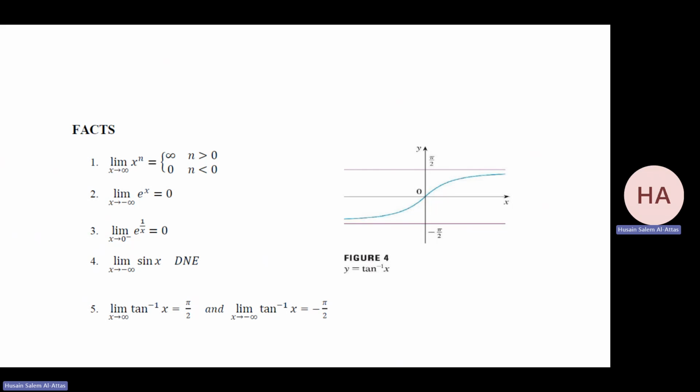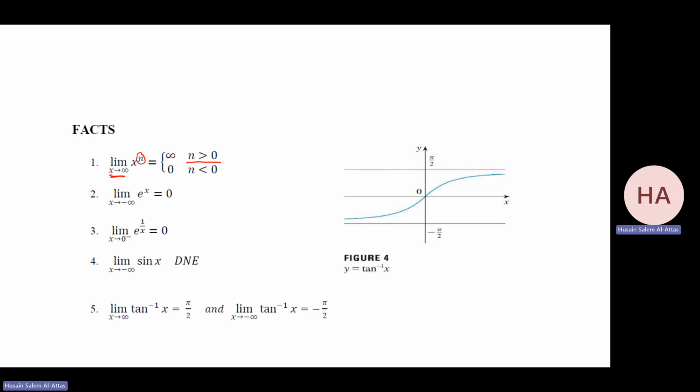Now for the polynomials, I'm still dealing with different functions. For the polynomials, what will happen? The limit, if n is positive, I mean for x to the power n, not for the polynomial, for x to the power n: if n is positive, it will be infinity as x goes to infinity.